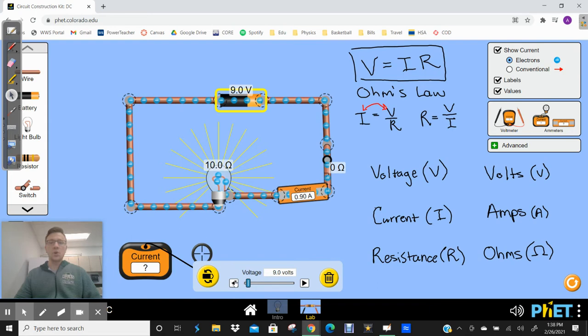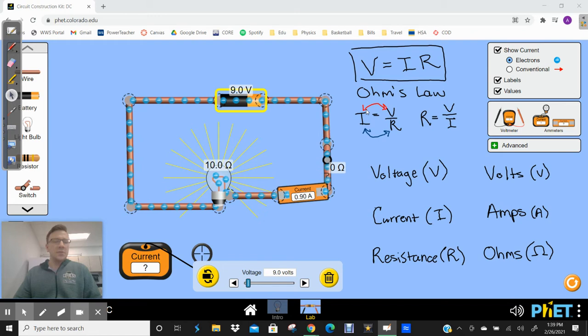Okay, so current and voltage are directly proportional. If the voltage goes up, the current goes up. The voltage goes down, the current goes down, assuming we keep the resistance the same. Now, on the flip side of that, you've got the current and the resistance here. Resistance is in the denominator of that equation. So that means it's going to be inversely proportional to the current.